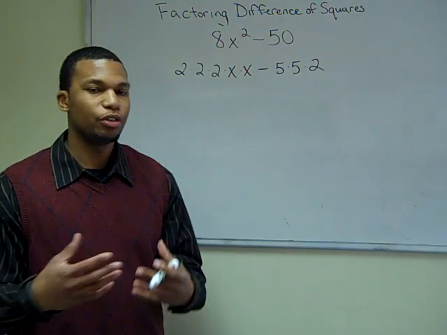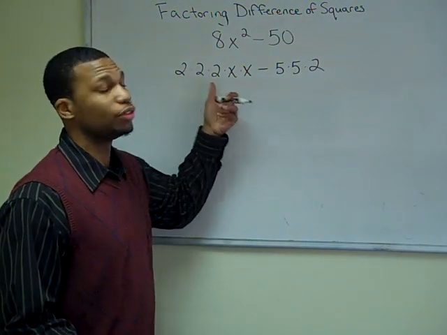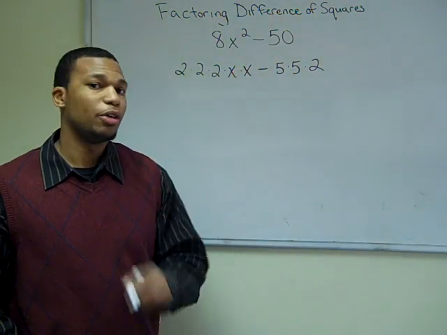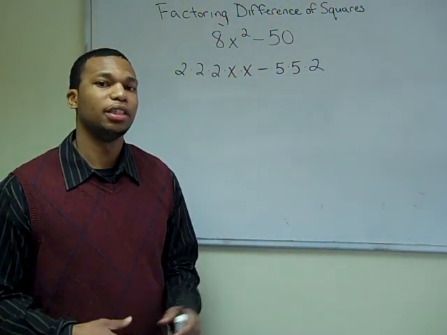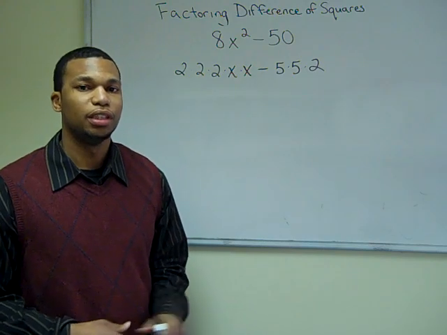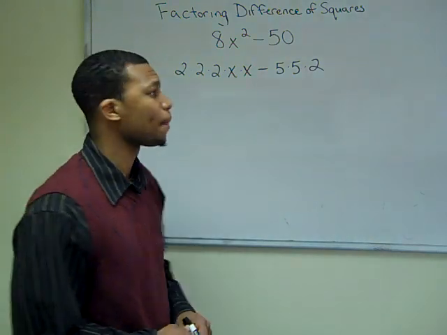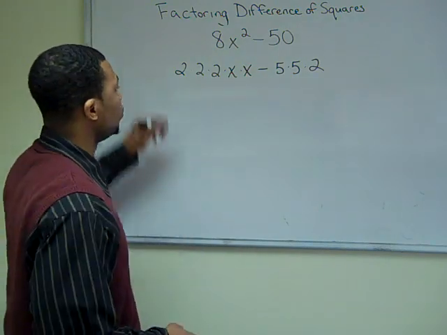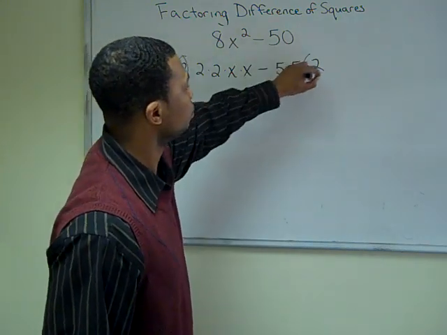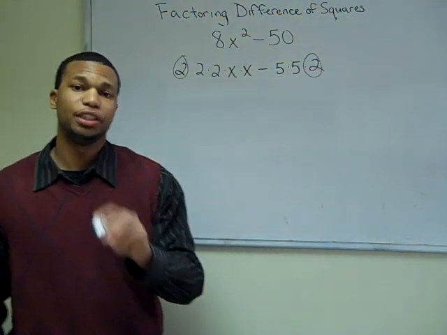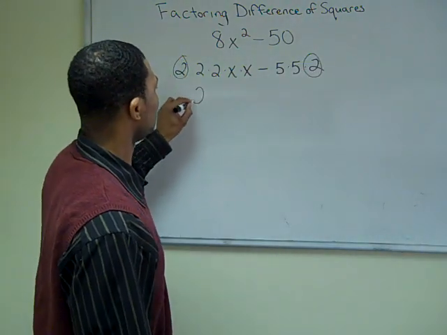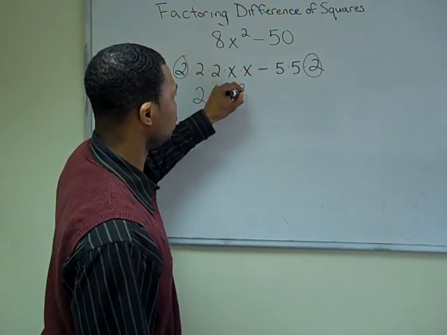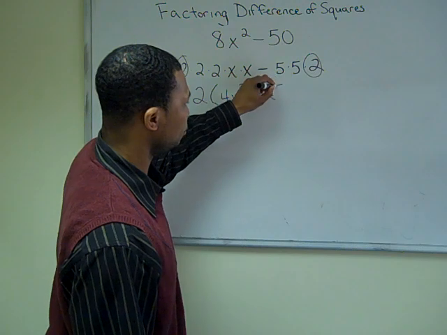And if you guys are confused on how I am getting the 2 times 2 times 2, I'm finding the prime factorization of 8. So you may want to refer back to the prior lessons on prime factorization to see how to do this. But in both of our terms, we can factor out a 2. So we're going to bring 2 on the outside of our parentheses. And we're left with 4x squared minus 25.